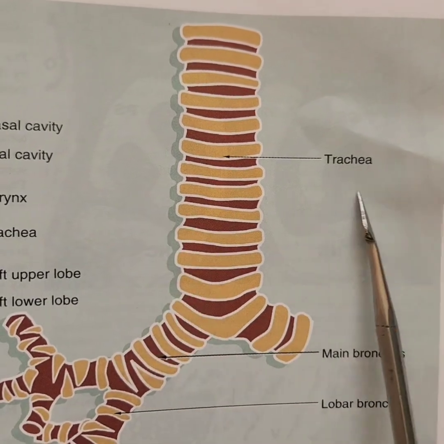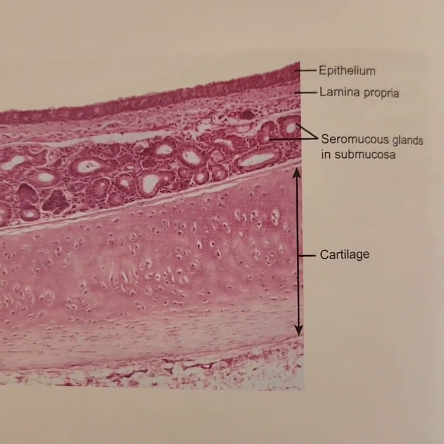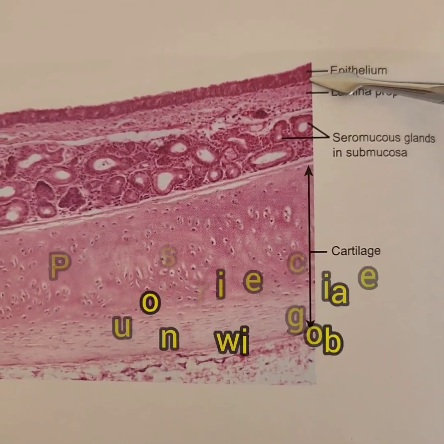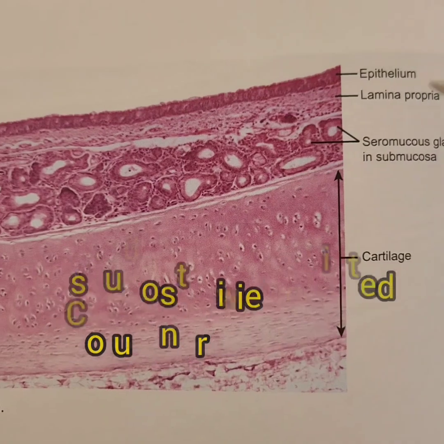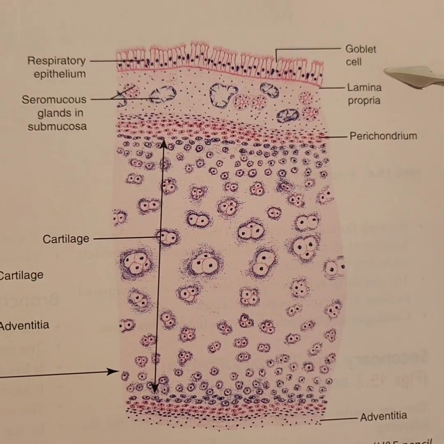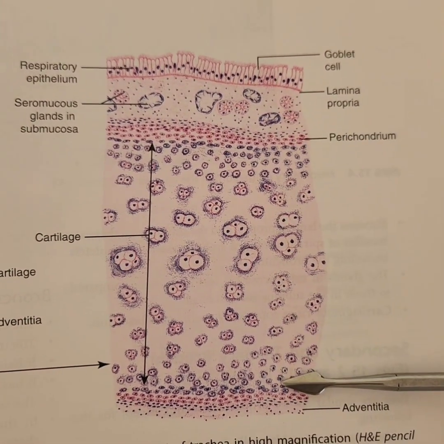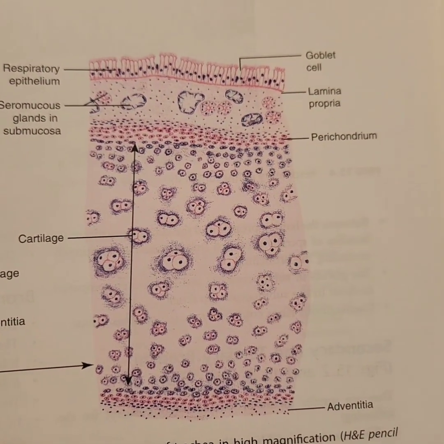A cross section through the trachea shows hyaline cartilage in the wall. Towards the lumen, it is pseudostratified ciliated columnar epithelium with goblet cells. The lamina propria shows some seromucous glands. Diagrammatically, the same epithelium, glands in lamina propria, hyaline cartilage with perichondrium and cell nests.